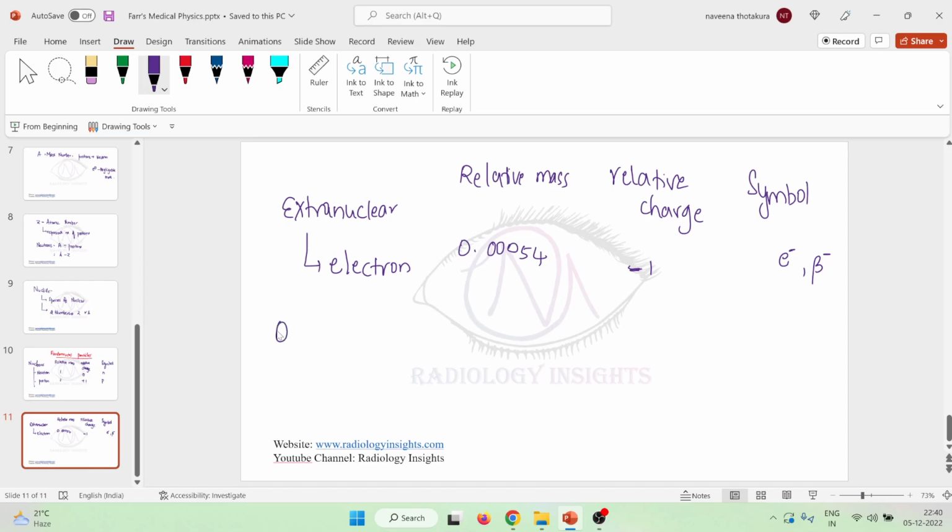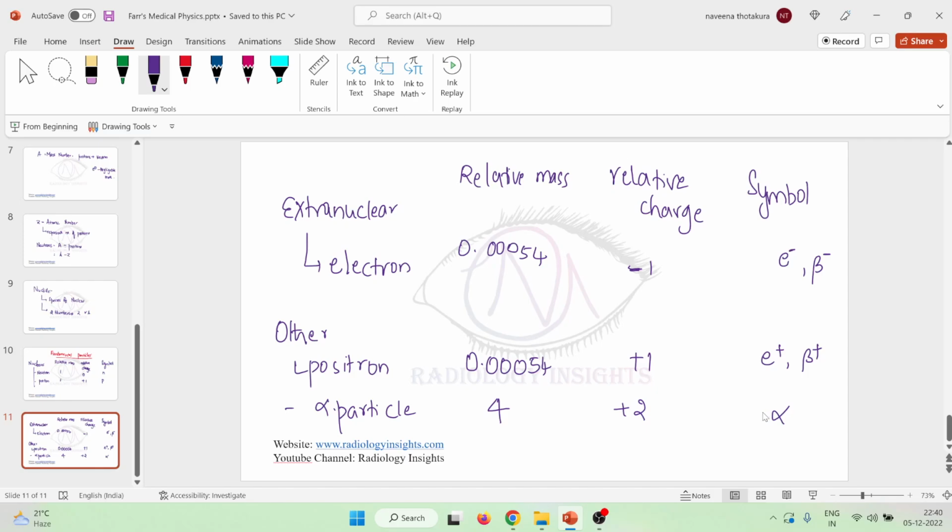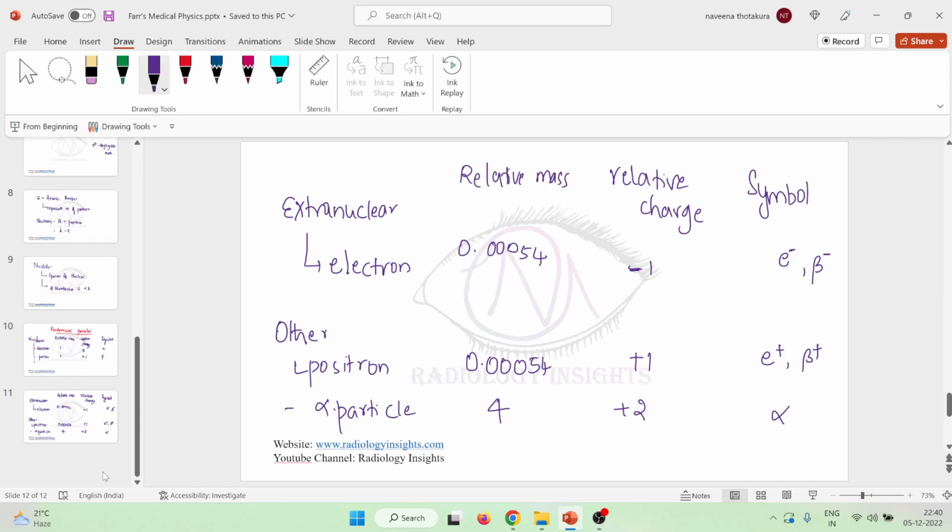Next, among other particles, we have the positron. The relative mass of positron is 0.00054, relative charge is +1 and the symbol is e plus or beta plus. Similarly, we also have the alpha particle. In the alpha particle, the relative mass is 4 and relative charge is +2 and the symbol is alpha. So this is about the fundamental particles.